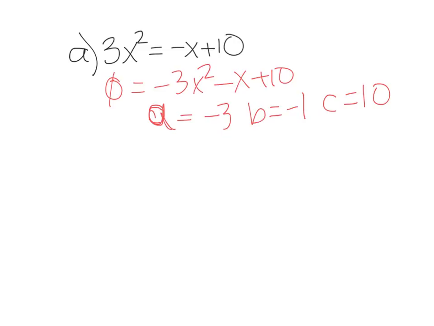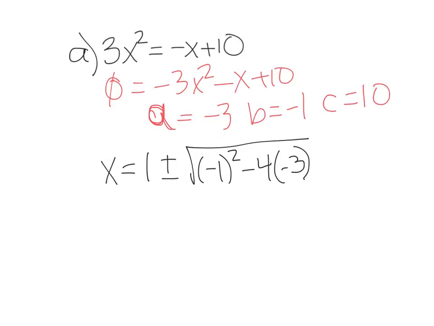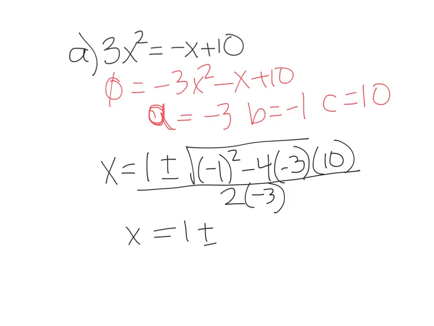So, x equals -b plus or minus the square root of b squared. Are you okay with the fact that I said b was -1? Yes. So -x is, my coefficient is -1, minus 4 times my a value times c all over 2a.